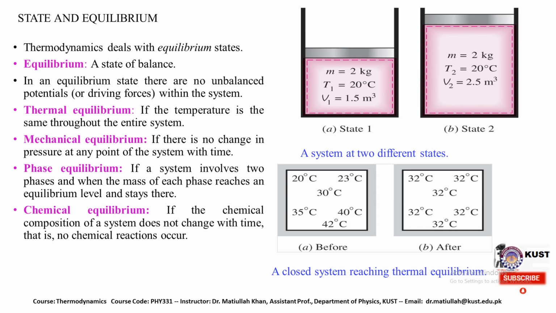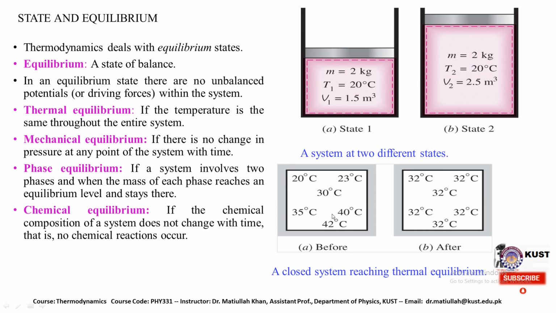Phase equilibrium describes that if a system involves two phases, and the masses of each phase reach an equilibrium level and stay there, we say the system is in phase equilibrium. In chemical equilibrium, the composition of the system does not change with time, that is, no chemical reactions are taking place. In this case, the system is not in thermal equilibrium, because initially the temperature at different points is different. Here we have 20, 23, 30, 35, 40 and 42.